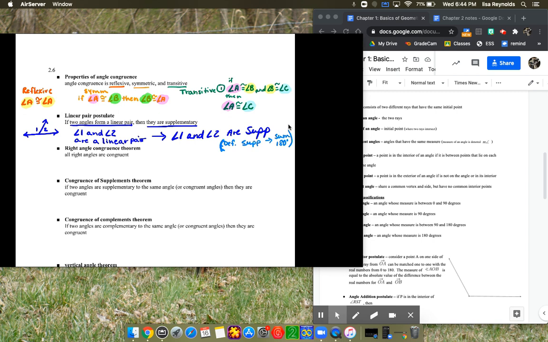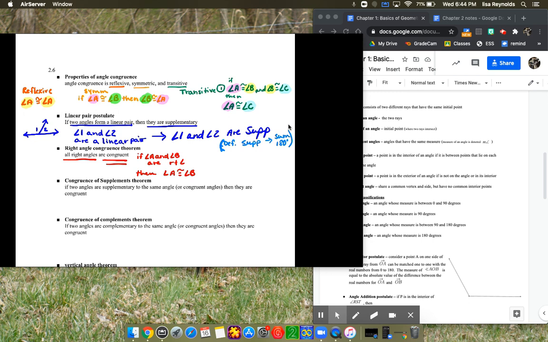Our next one is kind of a common sense thing. It simply says all right angles are congruent. So if you have a set of right angles, then we can automatically say that they are congruent. So if angle A and angle B are right angles, then those two angles are congruent to each other. So if we know we have right angles, then they are automatically congruent to each other. This is easily proven with the definition of right angles and the definition of congruent.